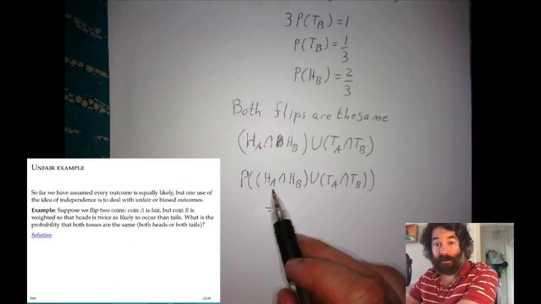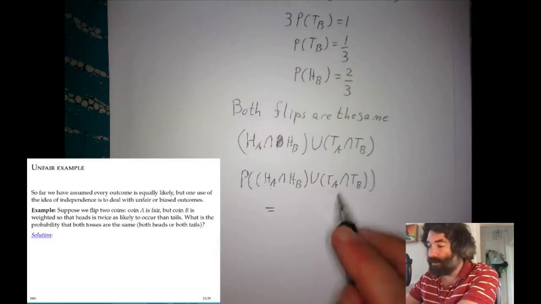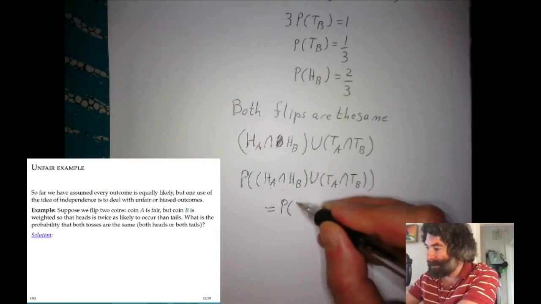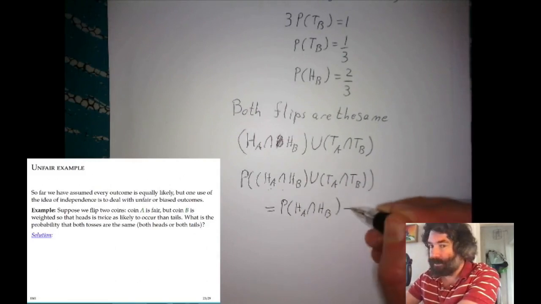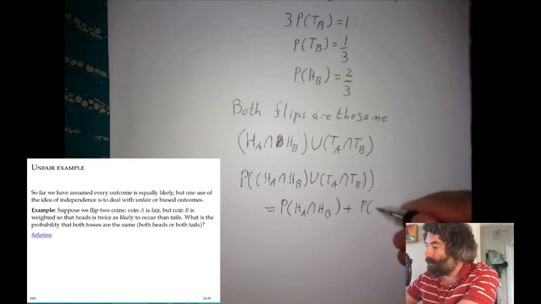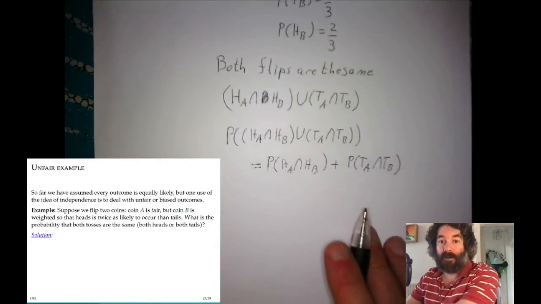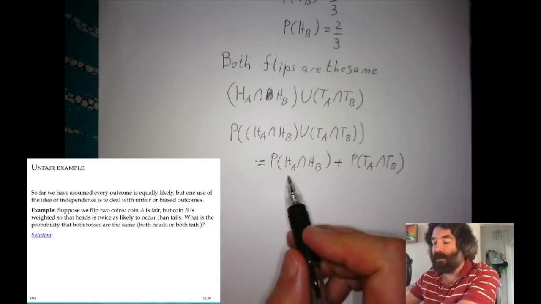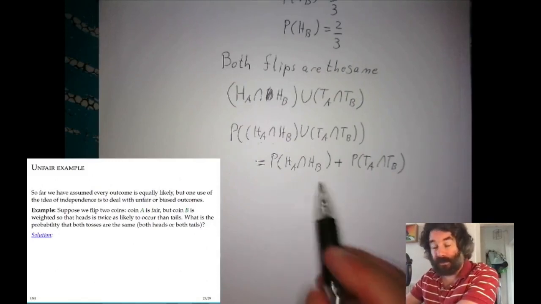We have here the probability of the union of these two events, and these are mutually disjoint events, and so it's the probability of heads on A and heads on B plus the probability of tails on A and tails on B. Okay, and now we use the fact that the outcomes of the two flips are independent. Because what we get on the flip of the first coin, the coin A, doesn't affect what we get on the flip of the second coin.